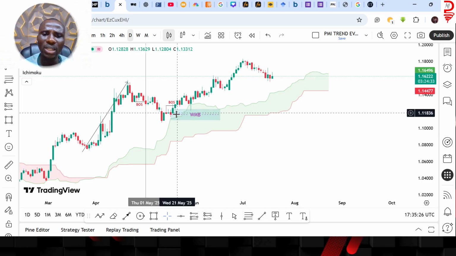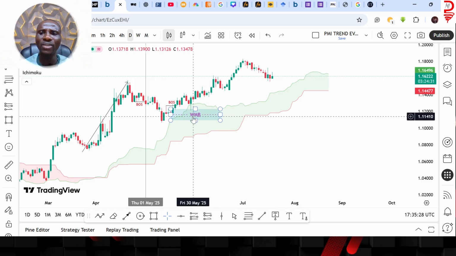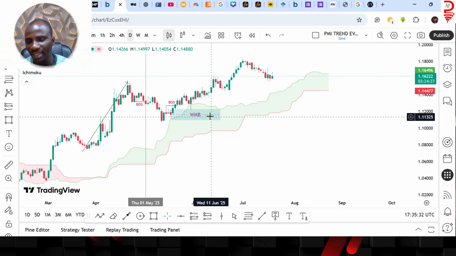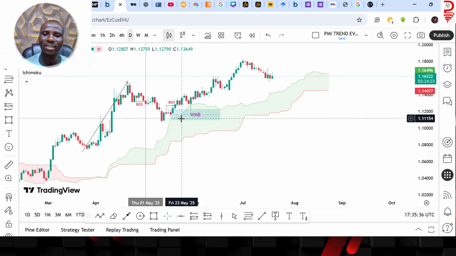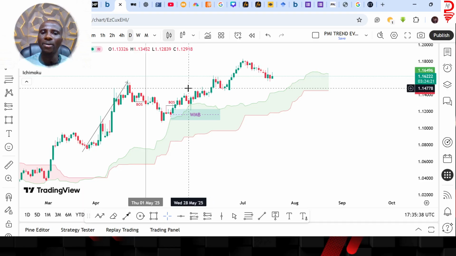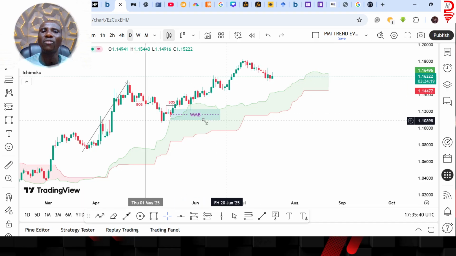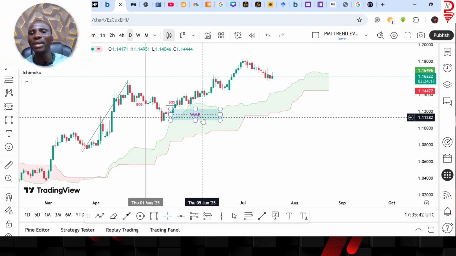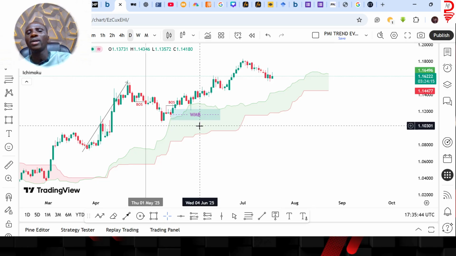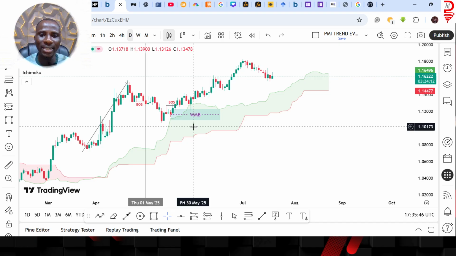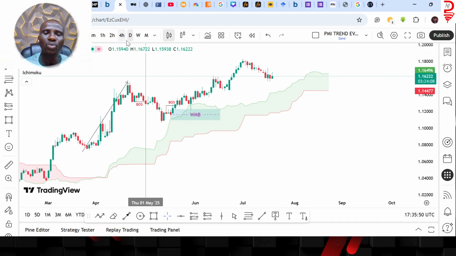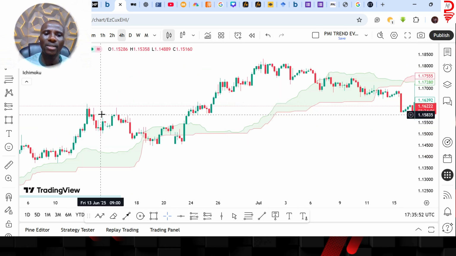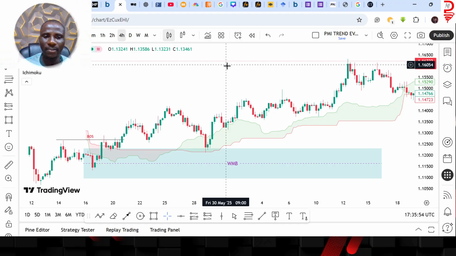Now, this weekly money box is what I refer to as your area of interest. Take note of this: area of interest. Once the price comes back into this area of interest, you are expected to go to your entry time frame. In this case, the 4 hours chart is our entry time frame. So let's go to the 4 hours chart very quickly.